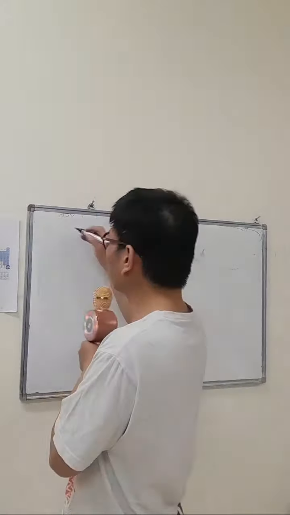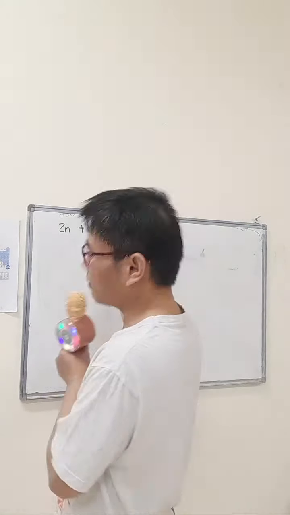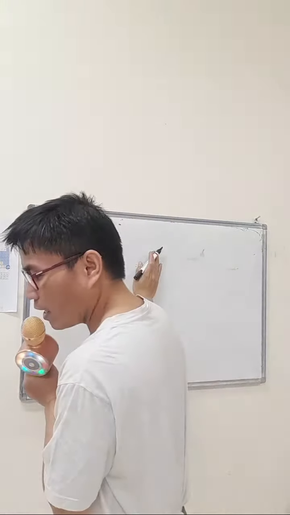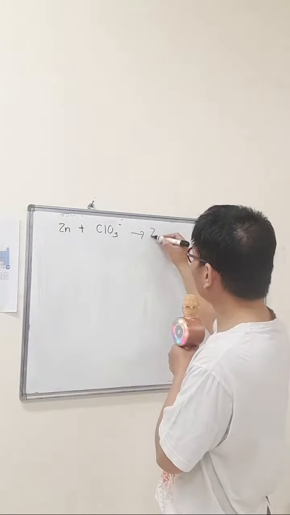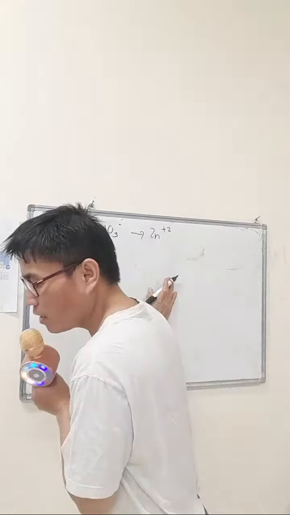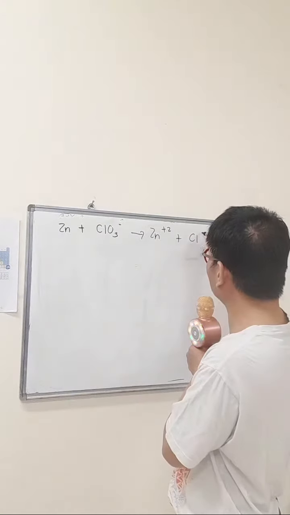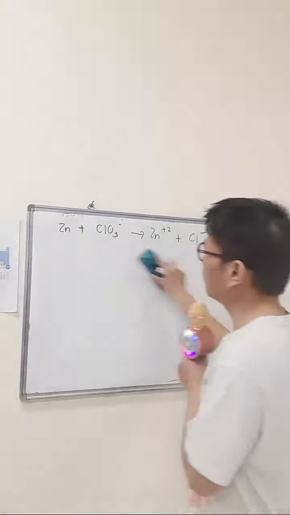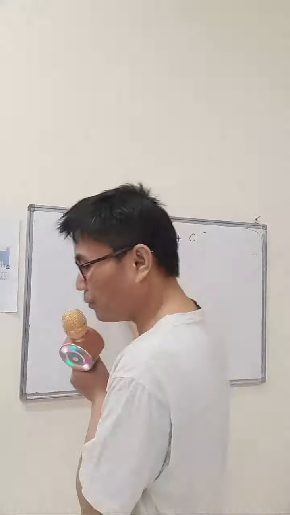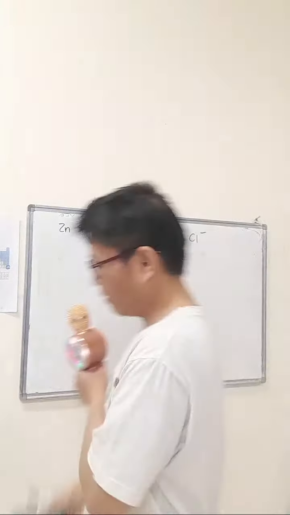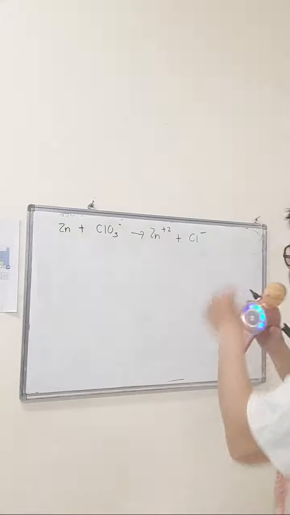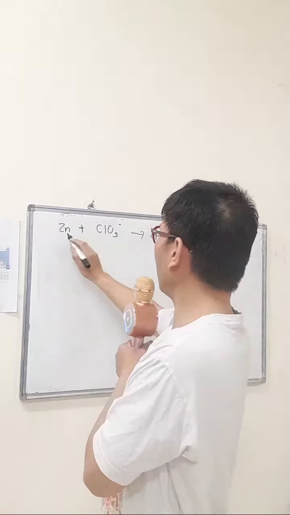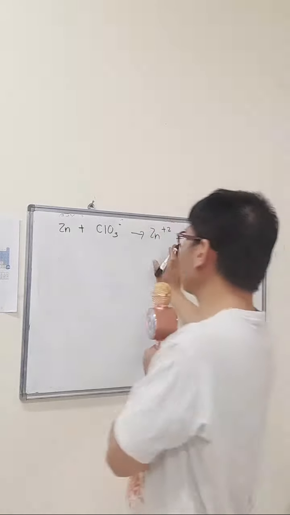This is zinc plus chlorate. Okay, and then zinc positive 2 plus chloride negative. Okay, like that. Now, again, determine the oxidation state from Zn to positive 2.